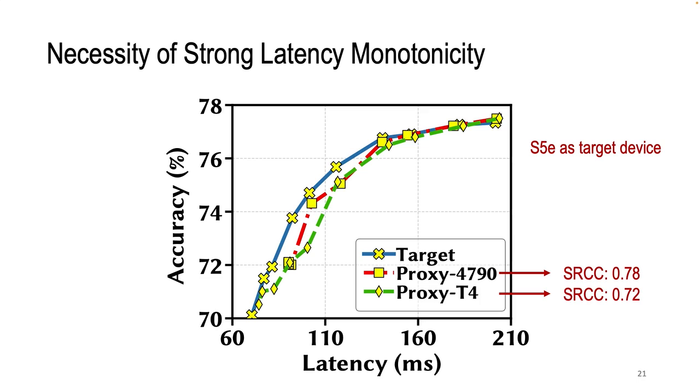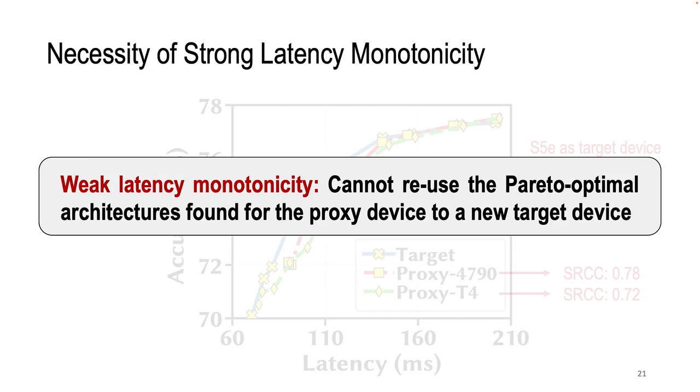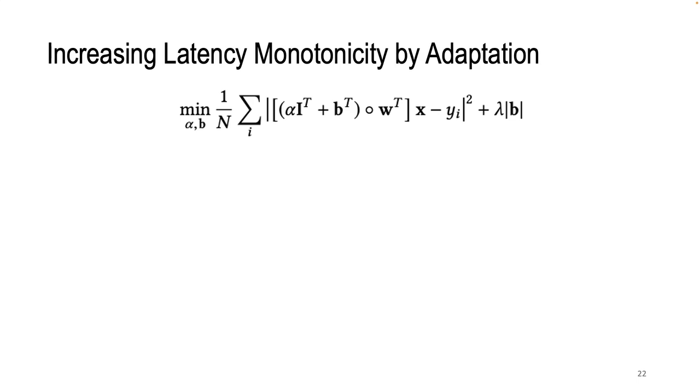Specifically, we use Samsung Galaxy S5e as the target, and a desktop CPU with SRCC 0.78 and desktop GPU with SRCC 0.72 as proxies, respectively. Architectures searched on these two proxies are highly suboptimal compared to those searched specifically on the target. So when latency monotonicity does not meet the threshold, we cannot reuse the Pareto-optimal architectures found for the proxy device on a new target device.